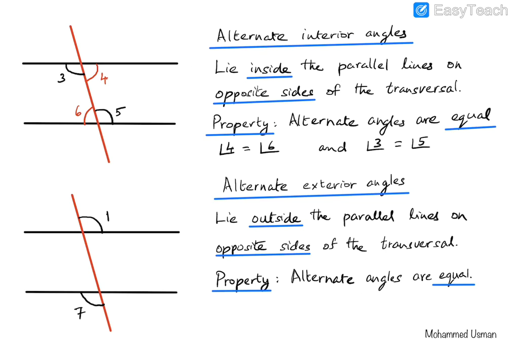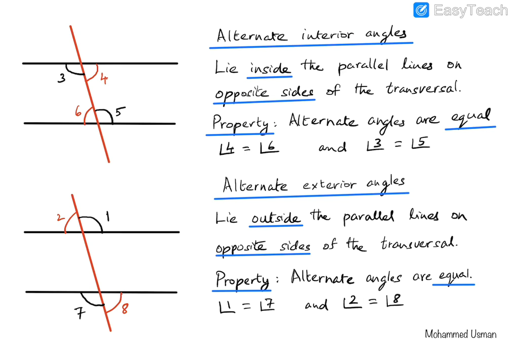Similarly, the next alternate exterior angle will be angle 2, which is on that side. Let me use a different color for that. So that will be our angle 2, and that's on the left hand side of the transversal. So we need to choose the exterior angle to the right hand side of the transversal here. So that will be this particular angle here, and that's our angle number 8. So angle 2 and 8 is the second pair of alternate exterior angles, and the property is that the alternate exterior angles are also equal. So that means angle 1 is equal to angle 7, and angle 2 is equal to angle number 8.